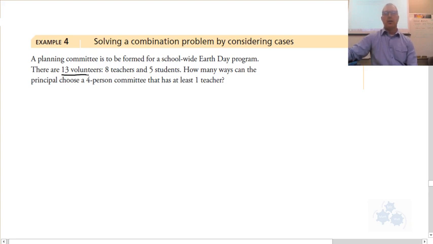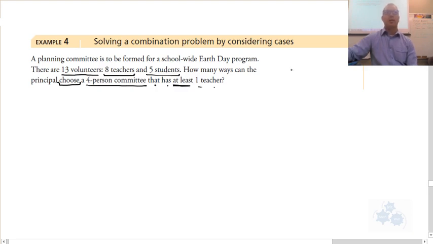There are 13 volunteers, which consist of 8 teachers and 5 students. How many ways can the principal choose? Okay, here's the key. It's going to be a combination problem. Choose a 4-person committee that has at least 1 teacher.